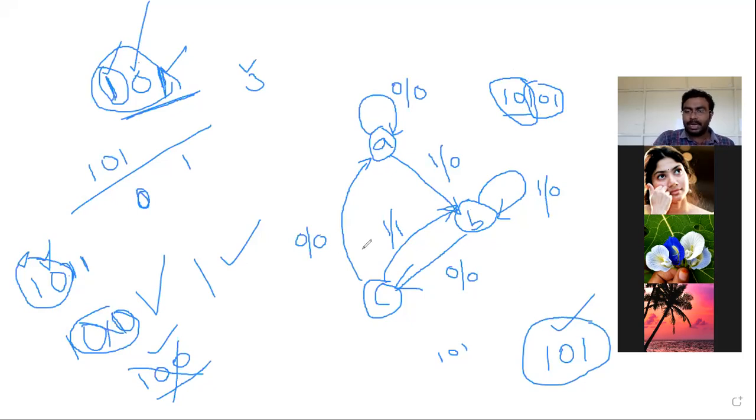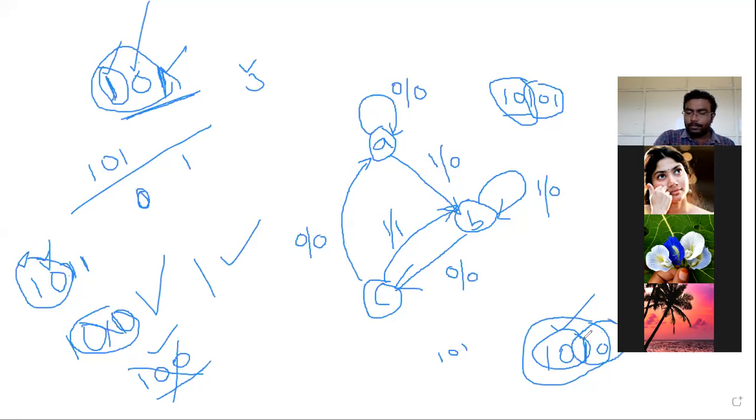And here when overlapping is allowed, students, 101 is found. This one, which is found with the help of state C, may be the first bit of the next 101. That is a possibility, students. So I already found 101 using 3 bits. This is completely over, students. 101 is completed. But this one which is found with the help of state C can be the first bit of the next 101.